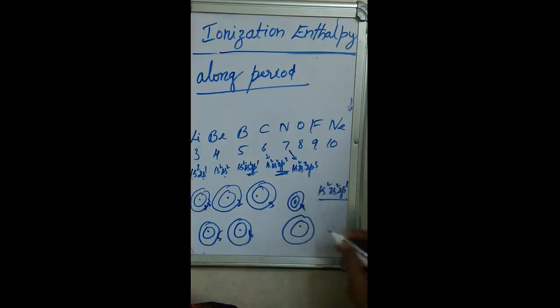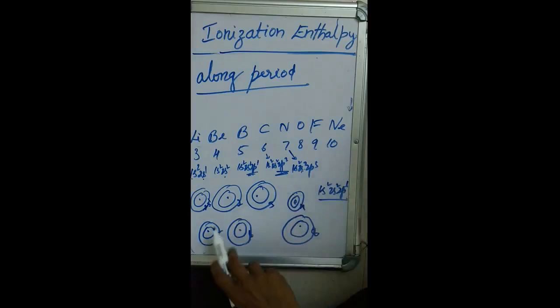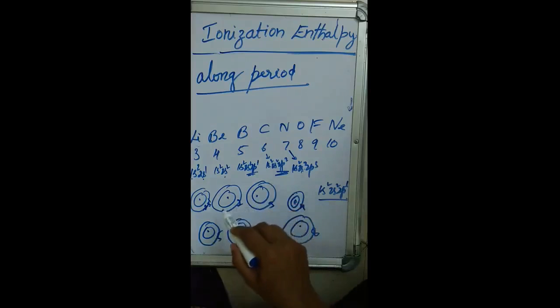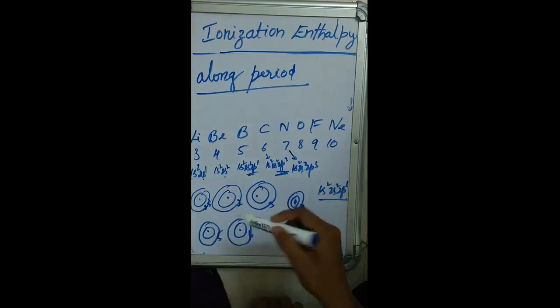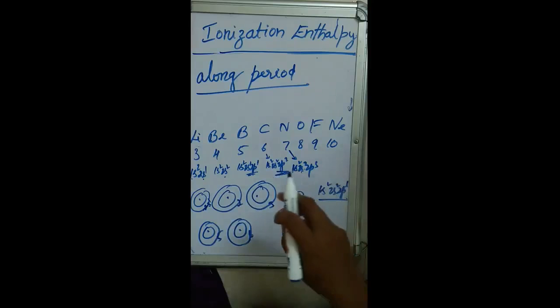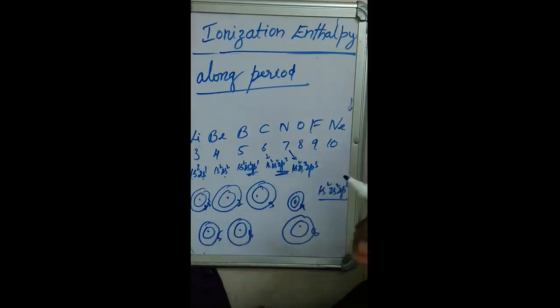2s2, 2p6. So 8 electrons. Like that it will go. Okay, now here what happened? Electrons are added to the same shell. So electron density increases in the same second shell. So effective nuclear charge increases. Because of this reason, effective nuclear charge increases. Since effective nuclear charge increases, I already told in the atomic radius, the outermost shell experiences inward pull.